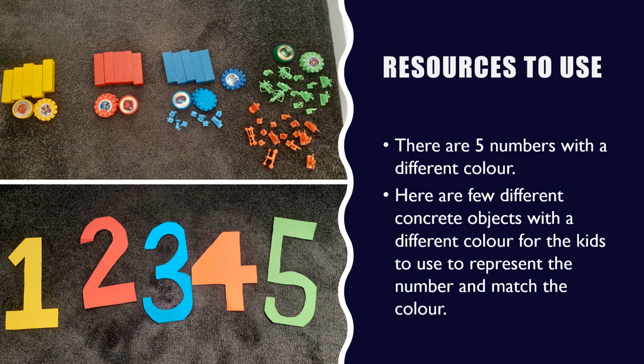So here are some few resources you will be using. As you can see from the presentation, there are numbers from 1 to 5. And each of them represent a color. Number 1 represent yellow, number 2 represent red, number 3 represent blue, number 4 represent orange, and lastly, number 5 represent green. The picture above has a few different objects with different colors that you could use to represent the number below. They are also yellow, red, blue, orange, and green.